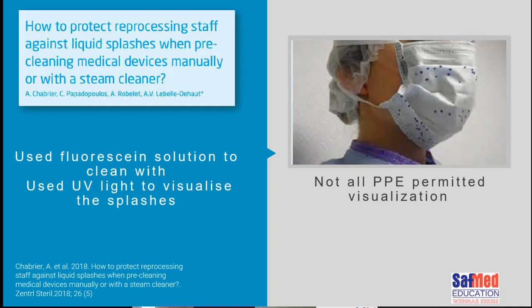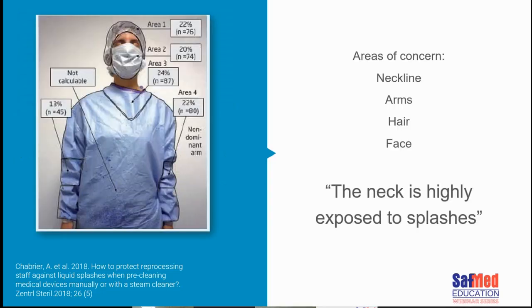What they did was they used a fluorescent solution. So they put the solution in the sink and they cleaned instruments using it, and then you put on a UV light, and then you can see the fluorescence to see where the splash went to. They did find that they couldn't visualize properly on all types of PPE, and some it showed up quite easily and others it didn't. But if you could take a look at some images over here that I've put in, you can see the amount of splash onto the mask.